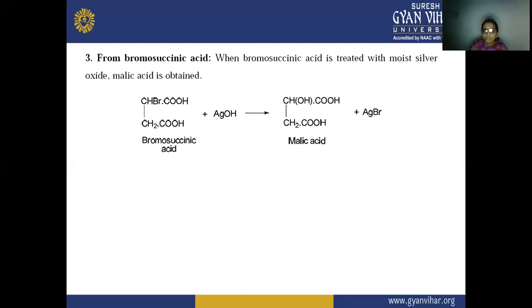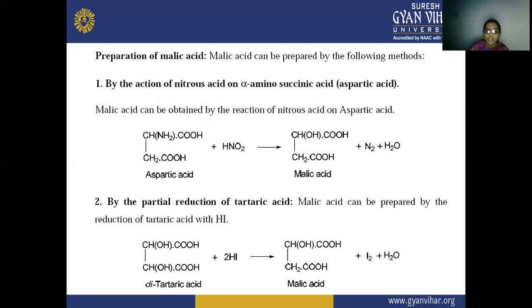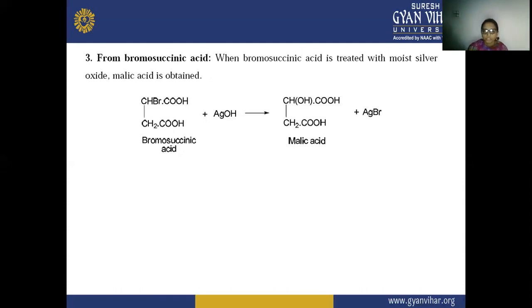From there, the Br is removed out, and OH replaces this Br, and there is a formation of malic acid, and the Br which is removed from there gets bonded to silver. There is a formation of silver bromide. So this is a method for the preparation of malic acid. The first method was the action of nitrous acid on alpha aminosuccinic acid. Second is by the partial reduction of tartaric acid, and the third is from bromosuccinic acid.